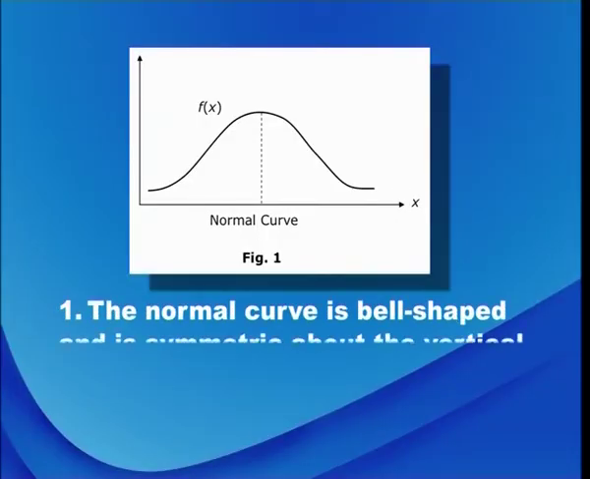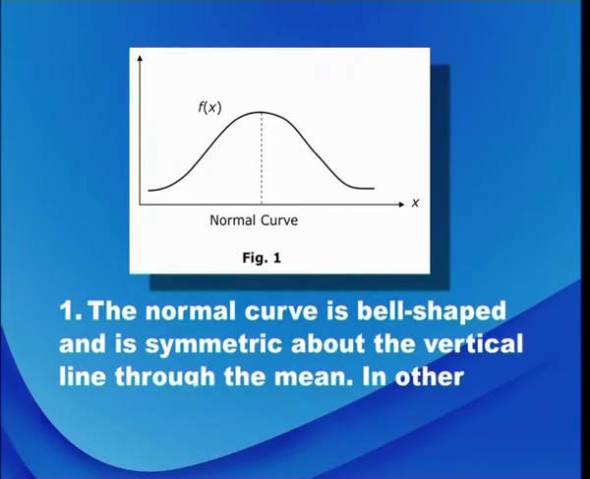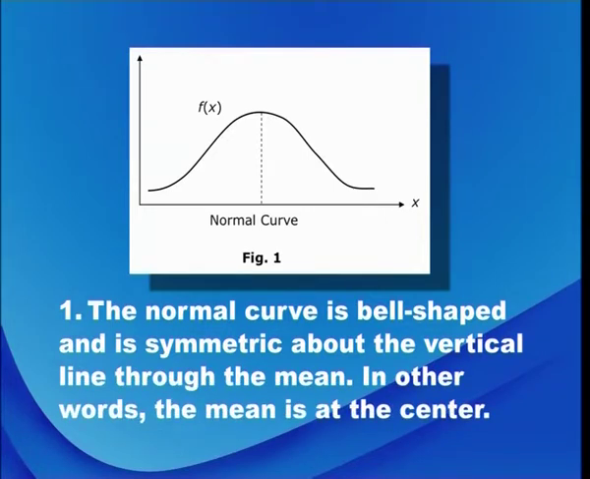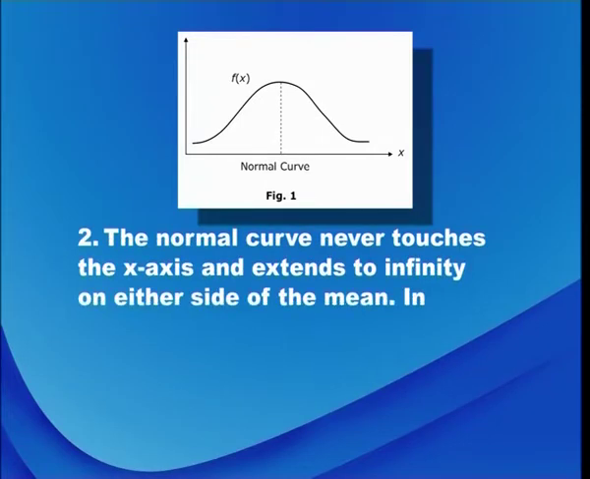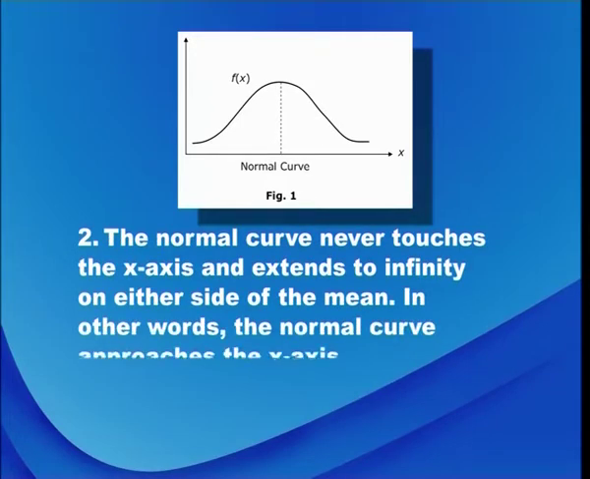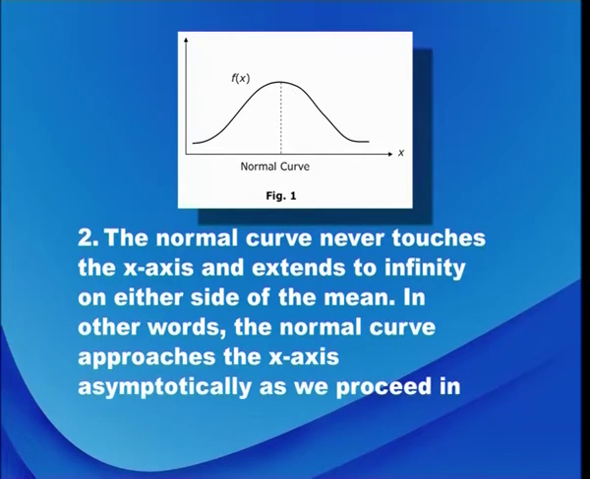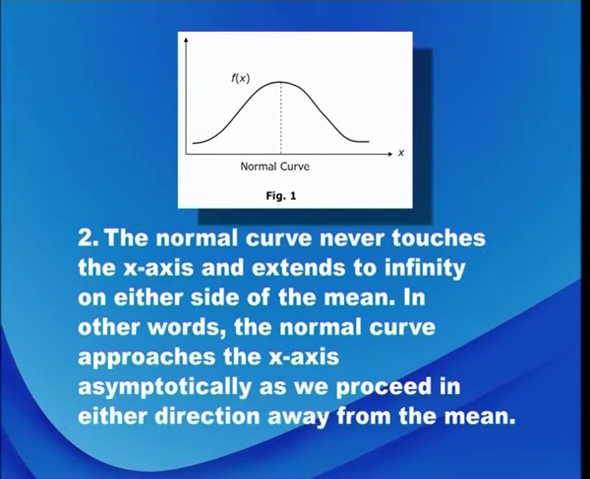We list the following properties of the normal distribution. First, the normal curve is bell-shaped and is symmetric about the vertical line through the mean. In other words, the mean is at the center. Second, the normal curve never touches the x-axis and extends to infinity on either side of the mean. In other words, the normal curve approaches the x-axis asymptotically as we proceed in either direction away from the mean.